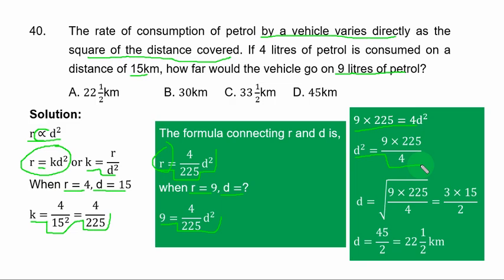All the numbers there are perfect squares. Root of 9 is 3, root of 225 is 15, and root of 4 is 2. When you multiply, you have 45 over 2. By the given options, you need to express the answer as a mixed fraction, and you have 22 whole number 1 over 2 kilometers. Going by this, option A is the correct option.